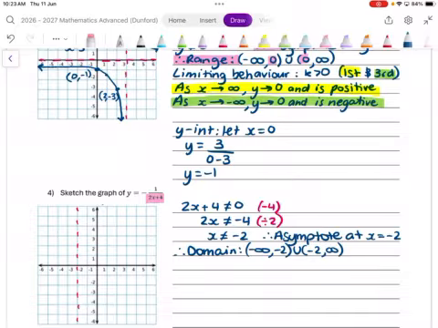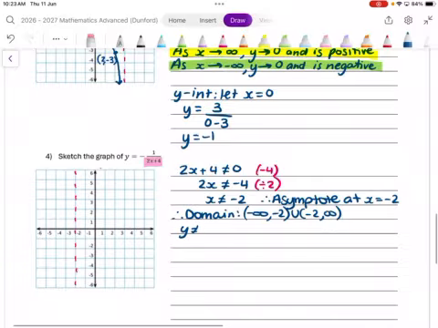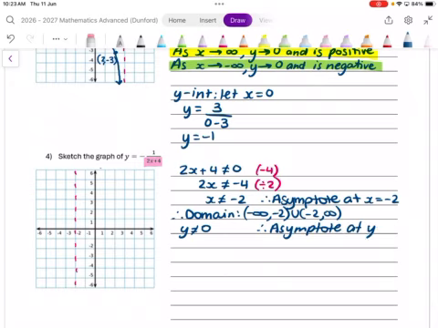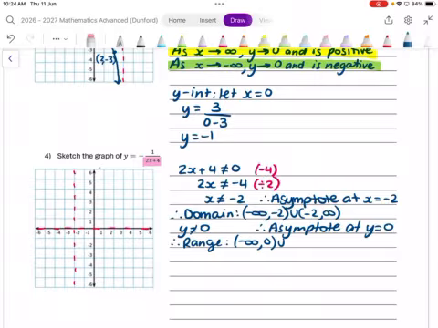Okay, we also have that y cannot equal 0. So y cannot equal 0, so therefore we have another asymptote at y equals 0, so we can draw that in. All right, and we therefore get that our range is -infinity to 0 and 0 to infinity.